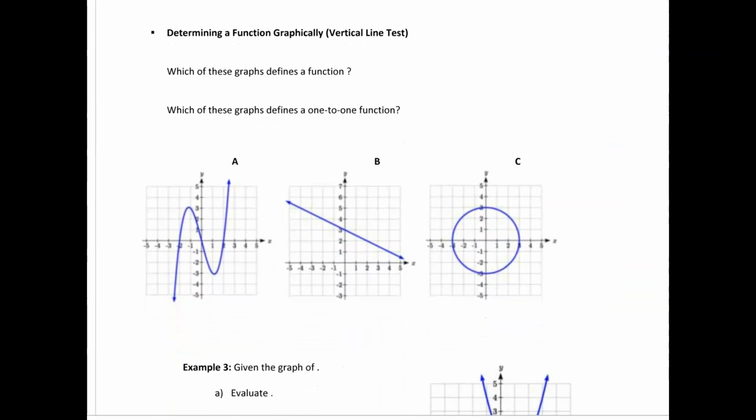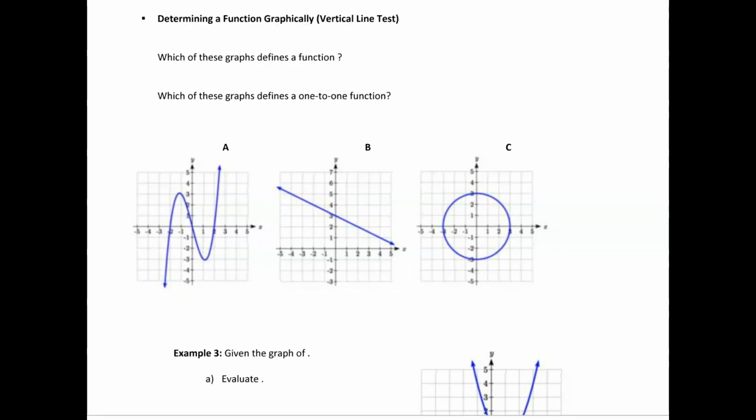Again, pause at any point if you need to slow down or catch up on your writing. So let's look at determining a function graphically, and we do that by the vertical line test. Most students really love this vertical line test because it's a really quick way to check if something's a function. We're going to look at these and say, which of these graphs defines a function?